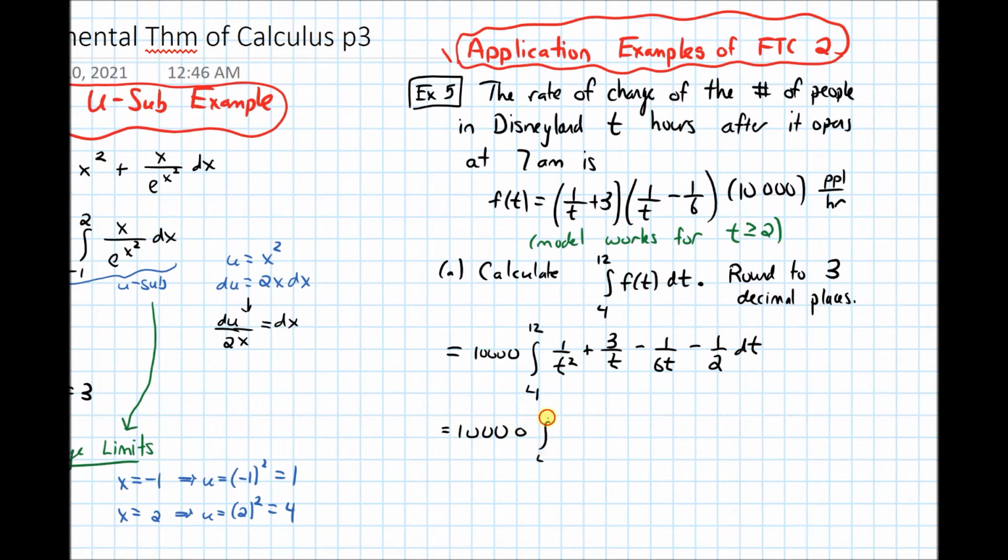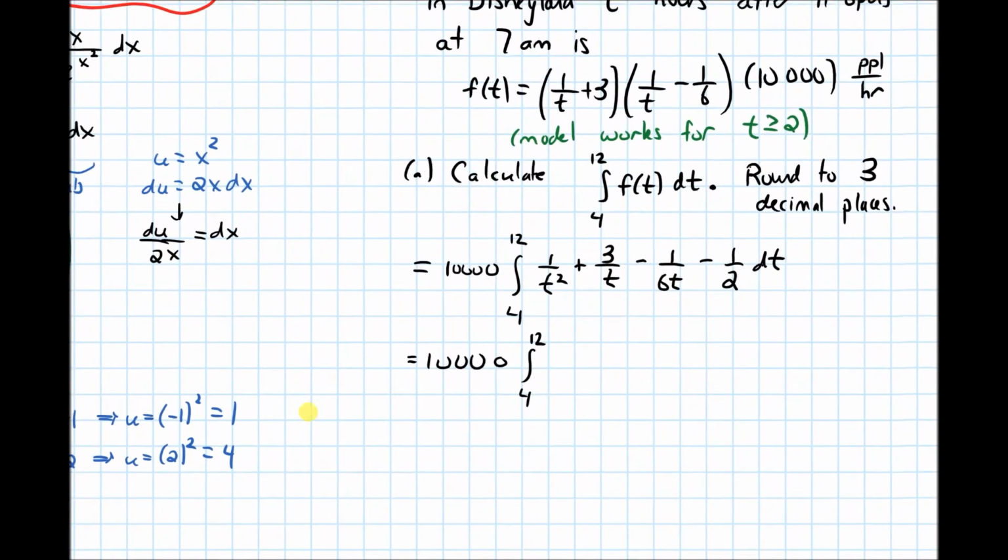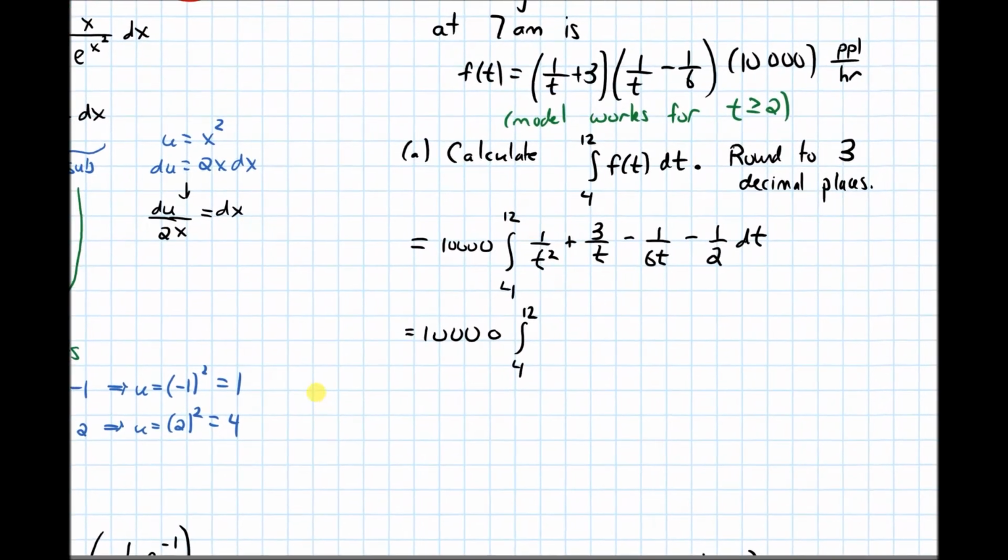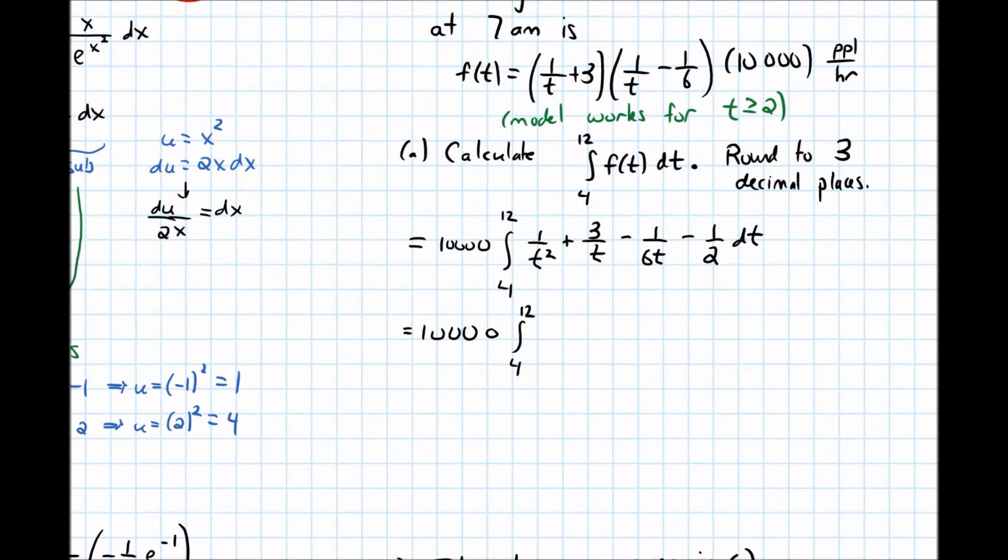integral from 4 to 12. Let's zoom in a little bit. Whoops, sorry, that's a little bit too much. Integral from 4 to 12. 1 over t squared, we can rewrite that as t to the negative 2.